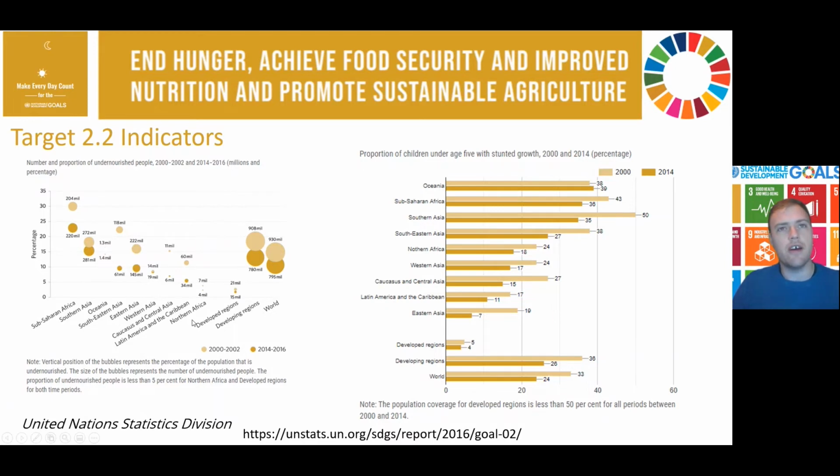We can also see where our areas that need tackling are, which areas have the largest proportion of undernourished people as well. So we can start to see, if we want to take action, where and when and how we can start to implement that action.